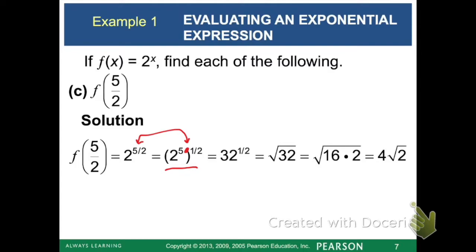Next, I'm going to evaluate 2 to the 5th, and I get 32, still to the 1/2 power. 1/2 we know is a square root, so I have the square root of 32. I can rewrite 32 as 16 times 2. The square root of 16 gives me 4, and 2 stays in the square root. You can always check your answer on this problem by plugging 2 to the 5/2 into your calculator.